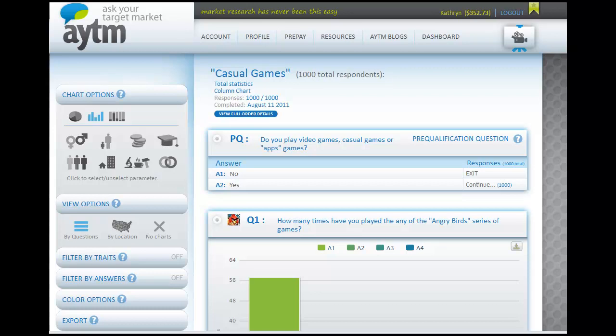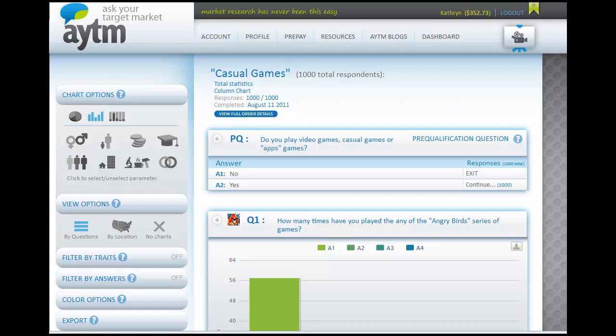And when you finish a survey project in Ask Your Target Market, you do get a default report, and that's what we're looking at here. So in this case, you can see that the name of the survey was Casual Games, that there were 1,000 total respondents, and the data collection was completed on August 11th, 2011.